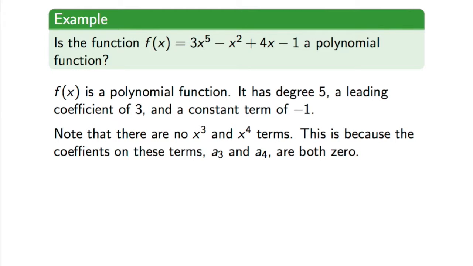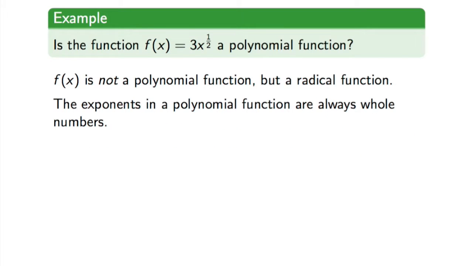It has degree 5, a leading coefficient of 3, and a constant term of negative 1. Note that there are no x to the power of 3 and x to the power of 4 terms. This is because the coefficients on these terms, a3 and a4, are both 0. In this example, is the function f(x) equals 3x to the power of 1/2 a polynomial function? f(x) is not a polynomial function, but a radical function. The exponents in a polynomial function are always whole numbers.